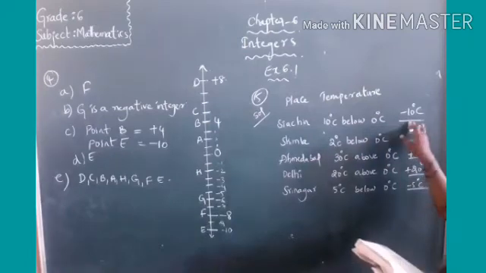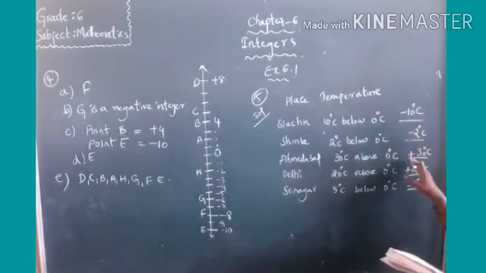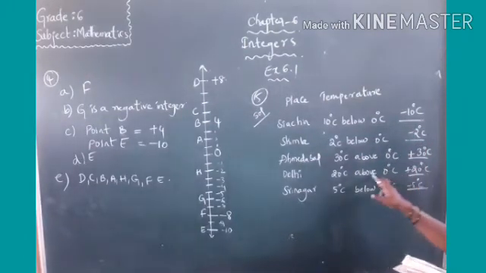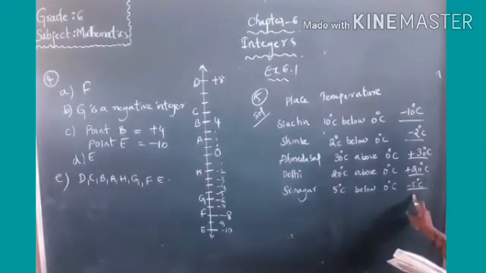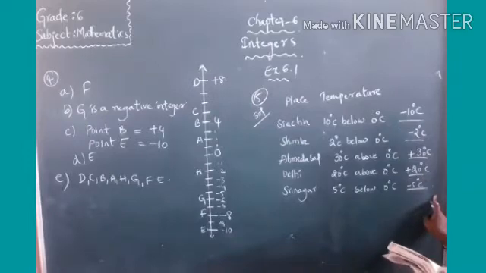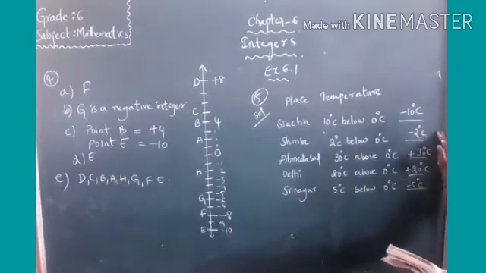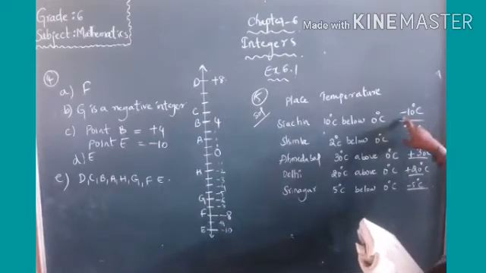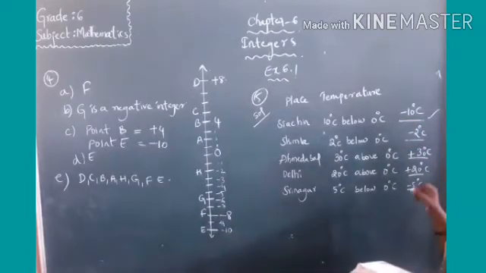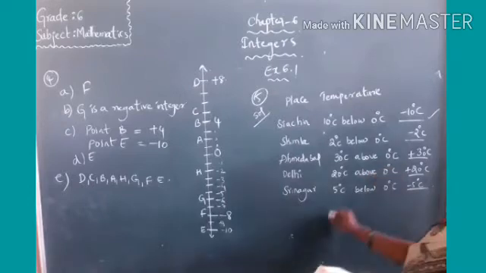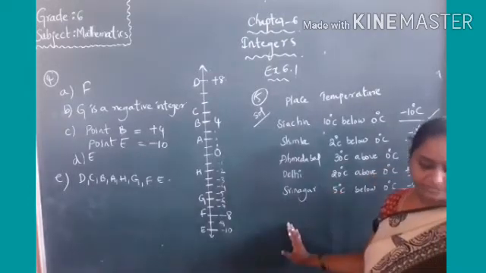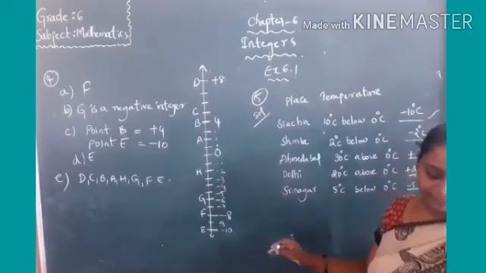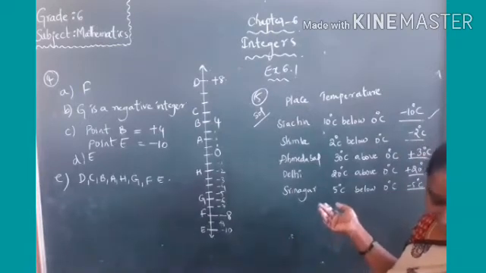Here: Siachen minus 10, Shimla minus 2, Ahmedabad plus 30, Delhi plus 20, Srinagar minus 5. So among all these temperatures, which is the least? Coolest means below, that is minus 10 degrees Celsius. That place is Siachen.